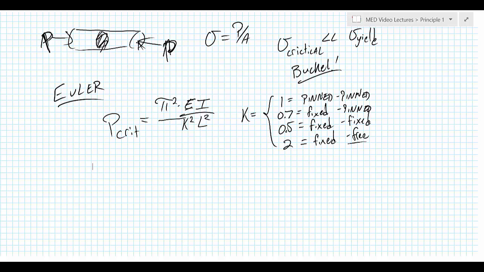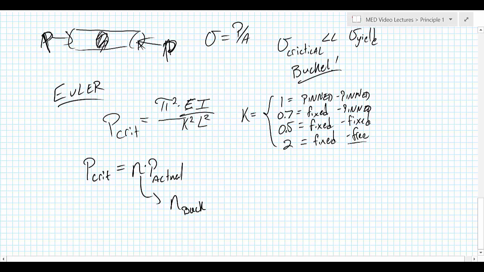So we can develop a P that is n times smaller than the P critical. So if we have P critical equals n times our P actual, then this n becomes our factor of safety for buckling. So we might want to call it n buckle, our factor of safety against buckling. And throughout this course, we'll use the lowercase n as a factor of safety for the most part.